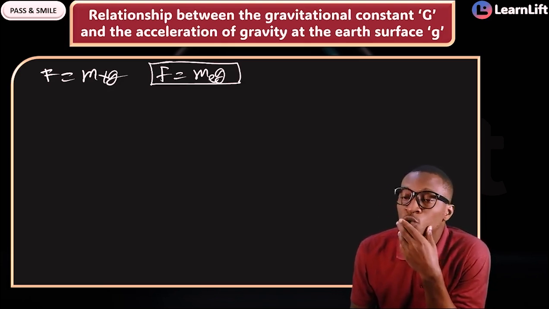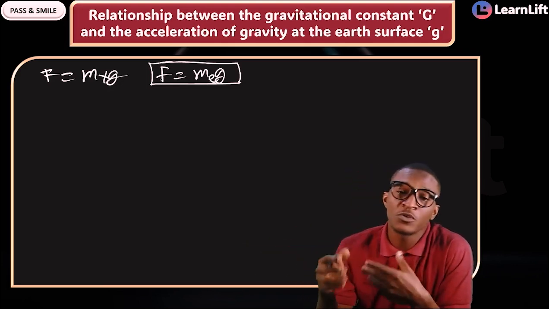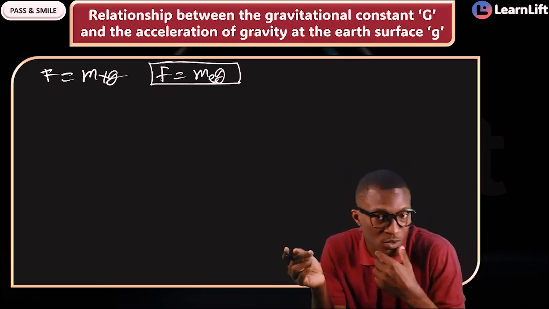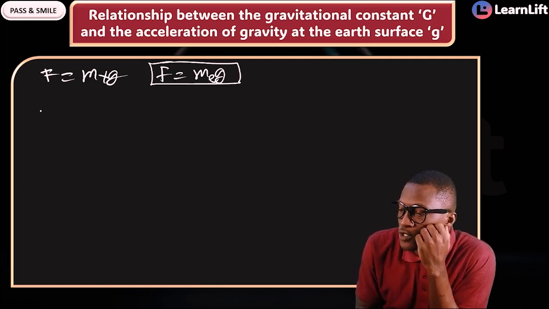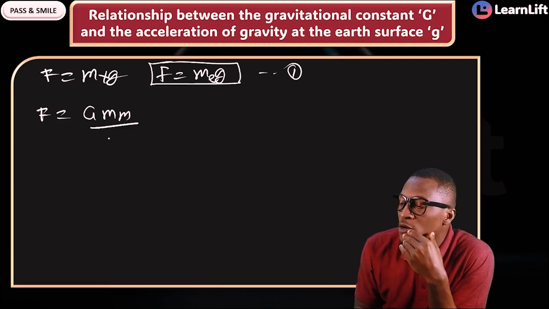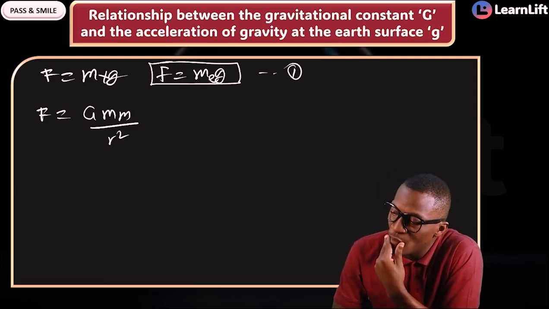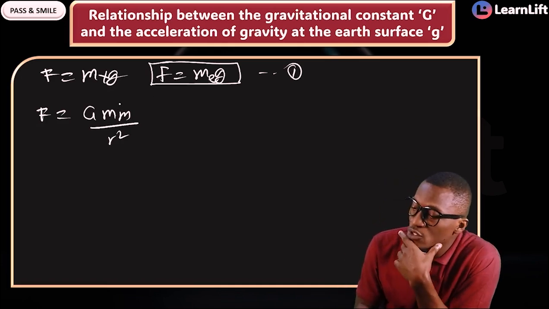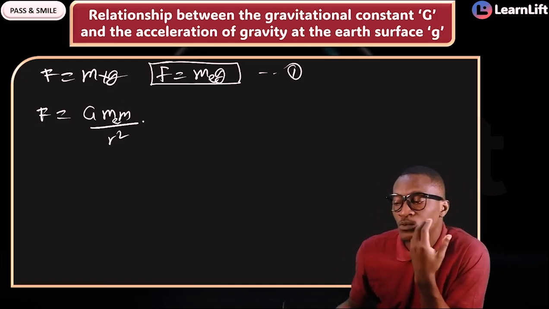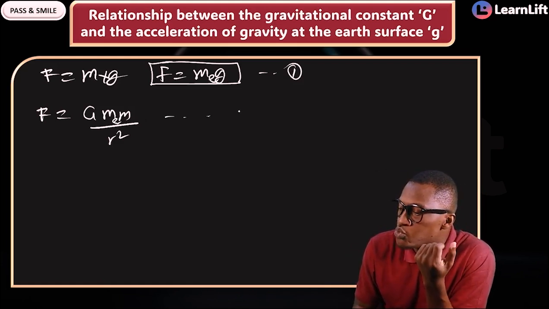Now, we know that according to Newton's law of gravitation, the force of attraction between two masses, m1 and m2, is proportional to the product of their masses and inversely proportional to the square of their distance apart. Therefore, let's call this equation 1. We can say force is equal to GM all over r squared. We can also call this M the mass of the earth too. Let's call this equation 2.